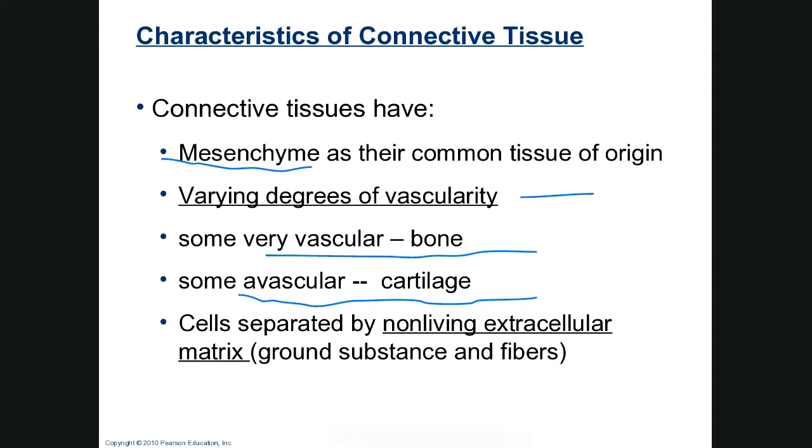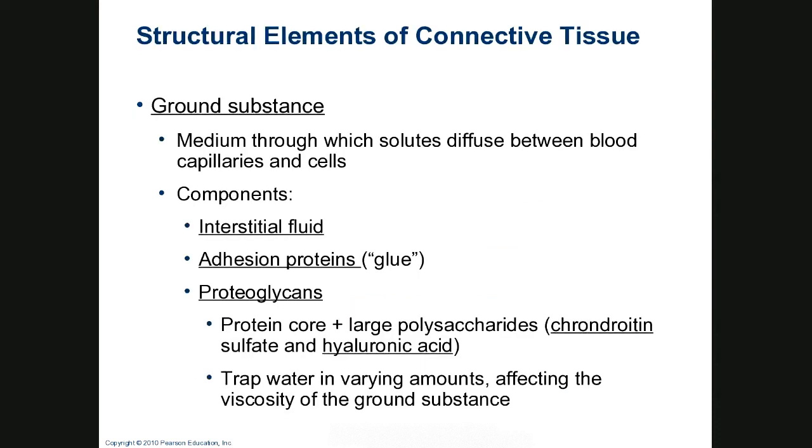In connective tissue, you're going to have cells, but a non-living extracellular matrix, which has ground substance and fibers. The ground substance is the medium through which solutes diffuse between the blood capillaries and cells. It's interstitial fluid, adhesion proteins, proteoglycans, a protein core, plus large polysaccharides such as chondroitin sulfate and hyaluronic acid. And the proteoglycans trap water in various amounts.